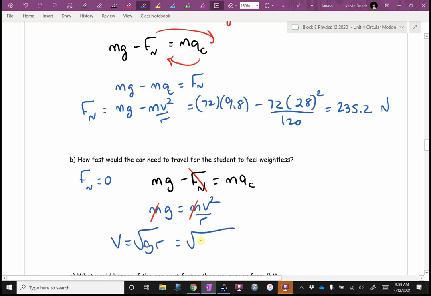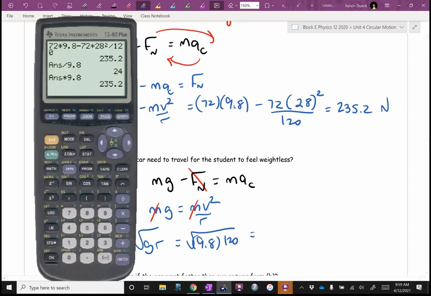So it's going to be the square root of 9.8 times 120, which is 34.3 meters per second. Times 3.6, that's 123 kilometers per hour. Fast, but not crazy fast, but that would not be a safe speed to be driving at.